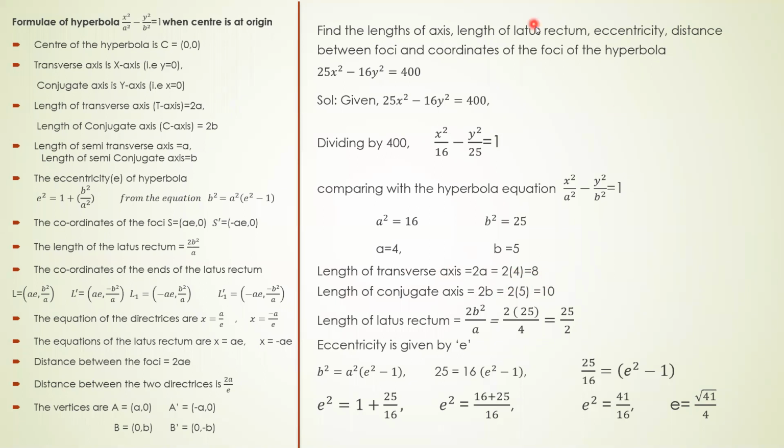Now we have to calculate the length of the latus rectum. Length of the latus rectum is given by 2b square divided by a. Okay, 2b square divided by a. B square we already know it is 25. So directly we will substitute here 2 into b square value divided by a value. A value is 4. We will substitute here. Now we will cancel here. 2 ones are 2, 2s are.